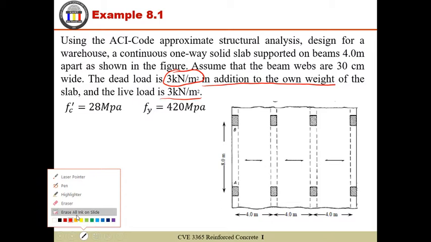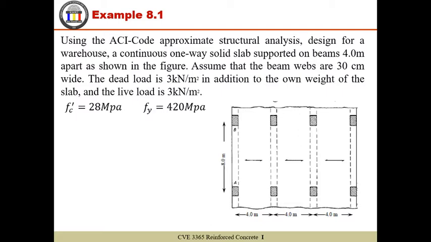Start with me. What shall we do first, guys? Before everything, you need to check whether this slab is one-way or two-way. It is 8 over 4, or even greater than 8, because there are no beams in this direction. If you take 8 over 4, it is 2, so that means it is one way. That means the load transfers only in the short direction, as shown here. You can see it.